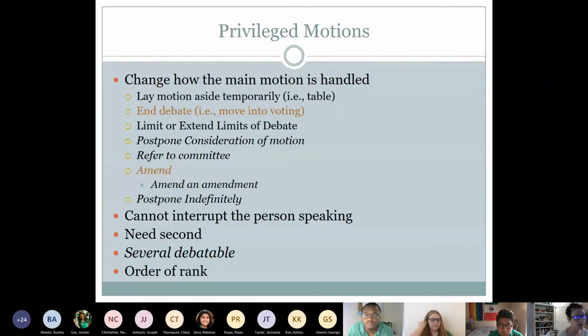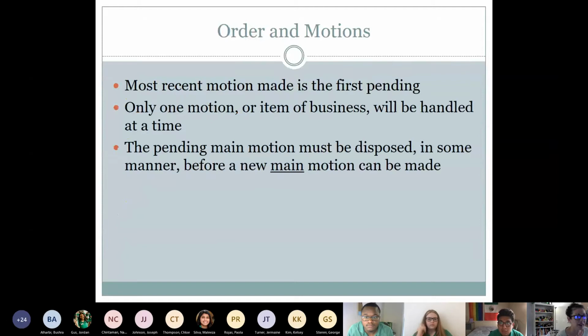All right, hearing none. So this is the complicated part of Robert's Rules. So try to bear with me here. And then we're almost done, okay? So basically, all that stuff I just told you, how do you use privilege motions in action? Like how do these things work in action against a main motion?